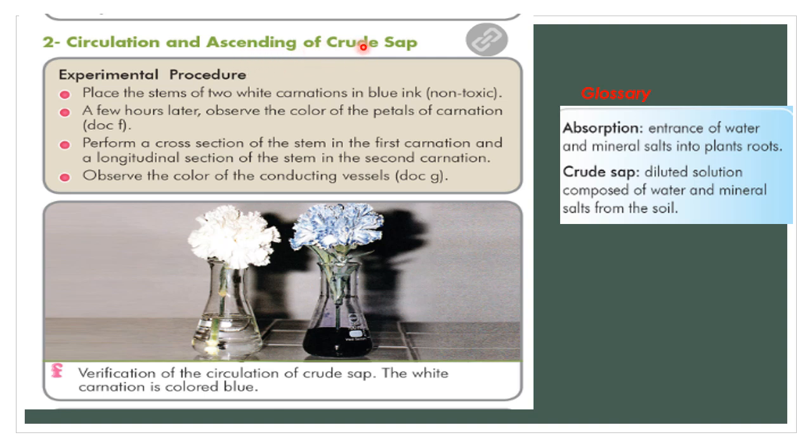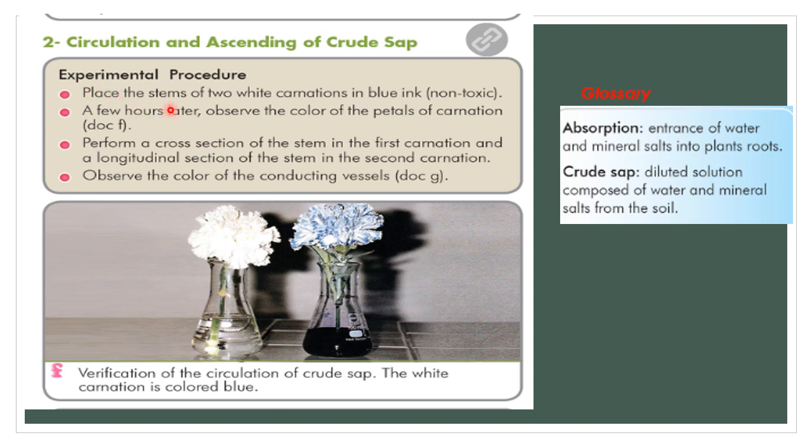So ascending of crude sap is when the plant absorbs water, and this water is going in an ascending way from the roots to the leaves. So circulation and ascending of crude sap is how crude sap, which is water and mineral salts, circulate throughout the plants, and how they are going in an ascending order. So, experimental procedure.